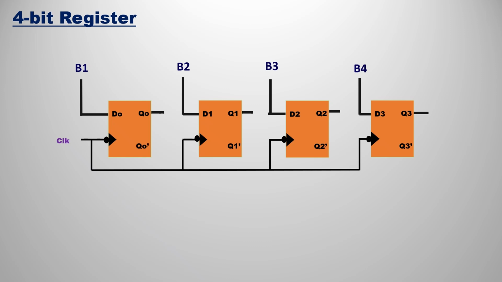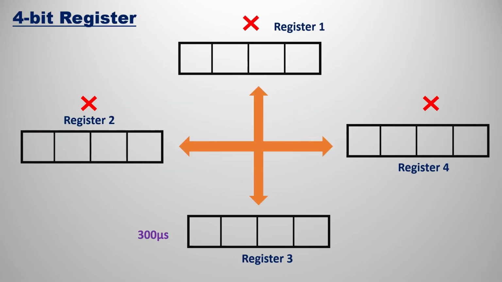Practically this 4-bit register is not used. If you pass a clock of 1 GHz, the time period of the clock would be 1 nanosecond. The master clock is the same for all the flip-flops in this 4-bit register, and that is not desirable. Suppose you are present in register 3, and you also want the information in register 1 and register 4, but we are not able to access them because we are only in register 3.